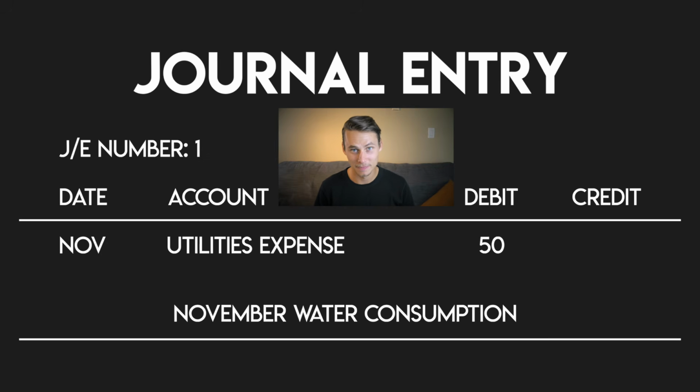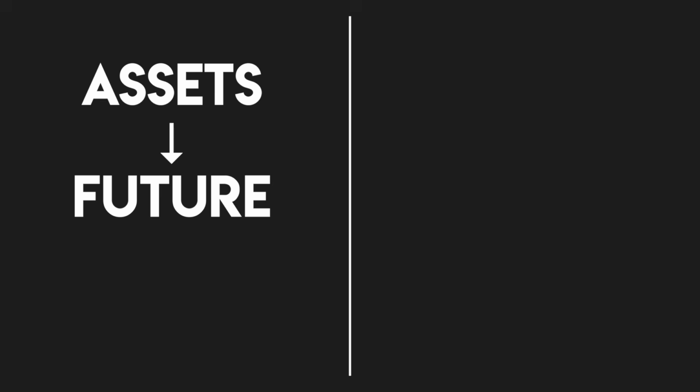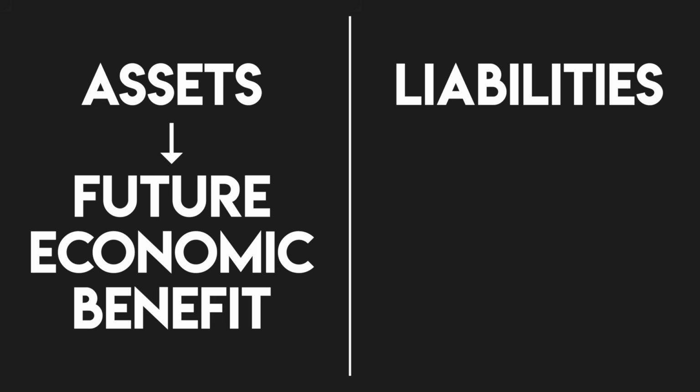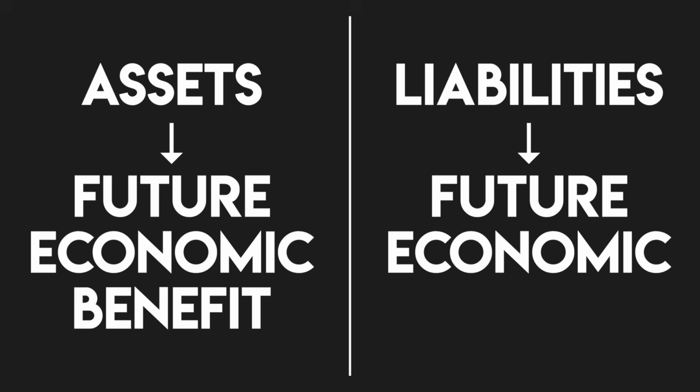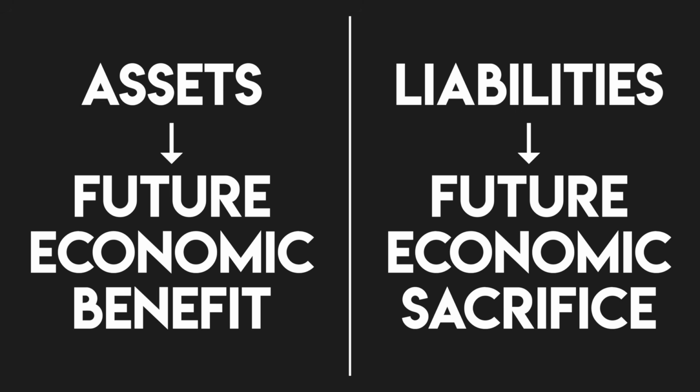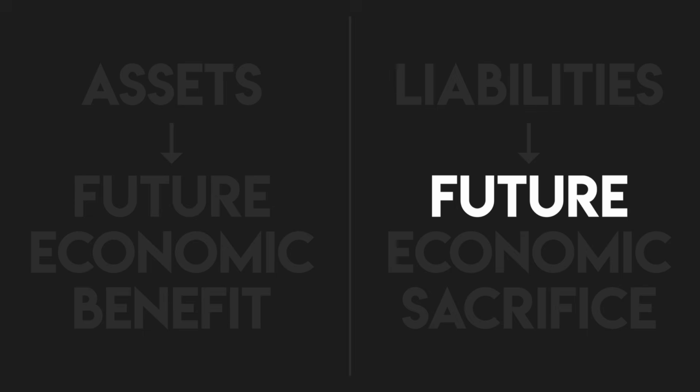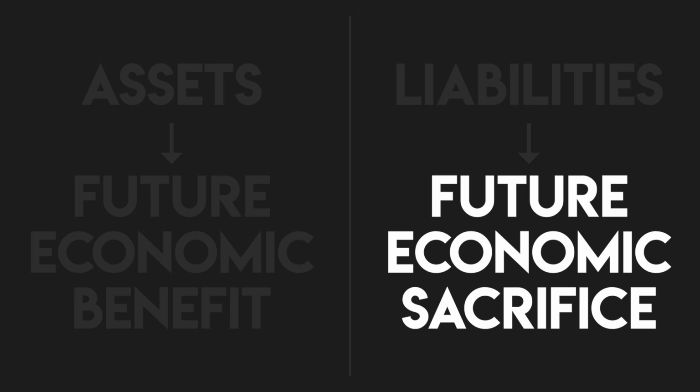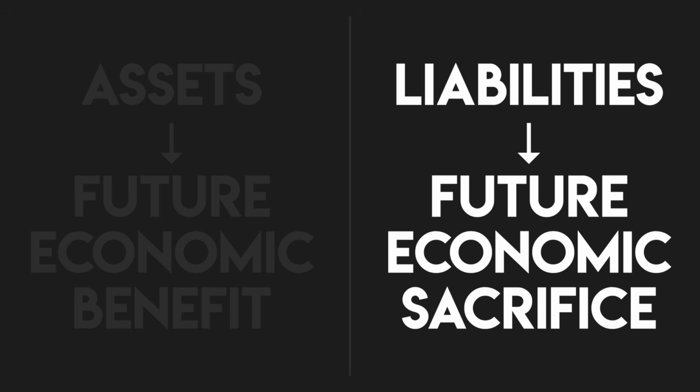Let's work it out. Assets bring us future economic benefit, whereas liabilities involve a future economic sacrifice. We've already received economic benefit from this transaction because we've been using water for the past month, but we haven't paid for it yet. At the present moment, we are committed to making a future economic sacrifice, so we have to recognize an accrued expense as a liability in the balance sheet. Accrued expenses are always recorded as liabilities in the balance sheet.